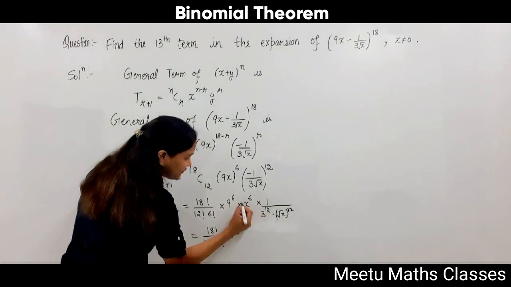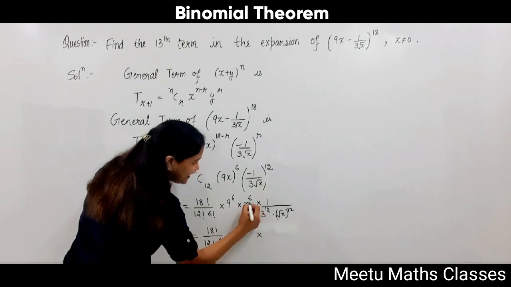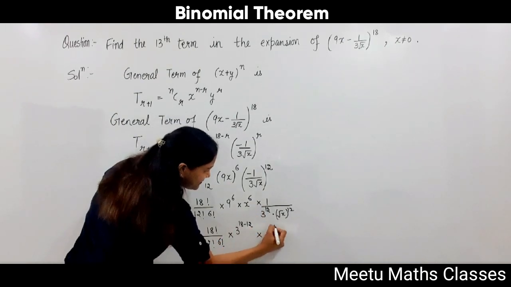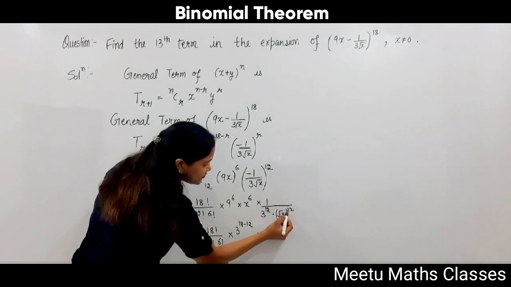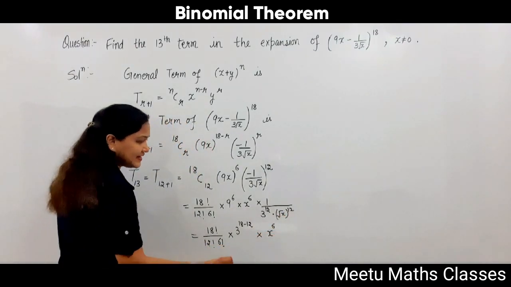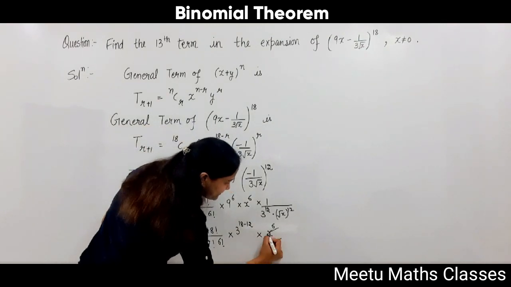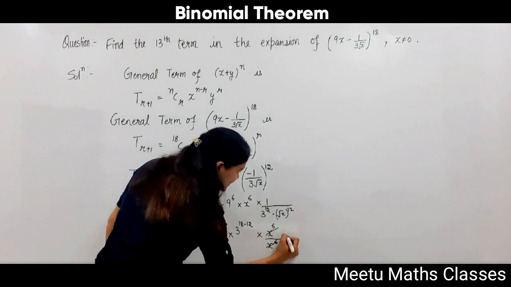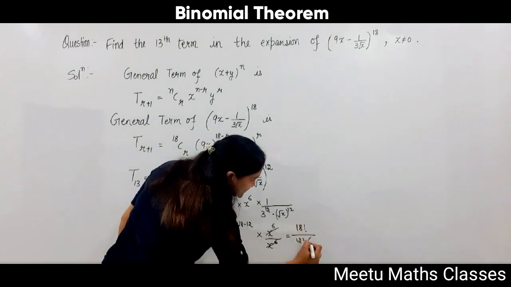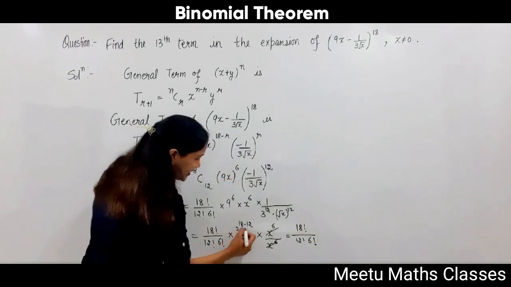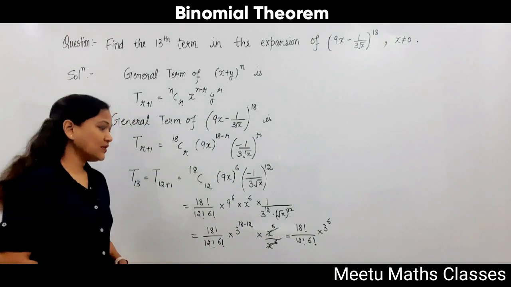Now 3 raised to power 12, do minus 12 there, and in x, your x will be power 6, and this is 12 divided by 2 that is 6. So x power 6 will cancel. So your answer is 18 factorial upon 12 factorial 6 factorial into 3 raised to power 6, and this is your answer.